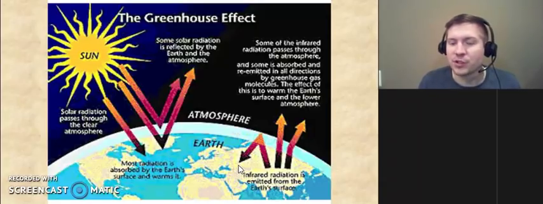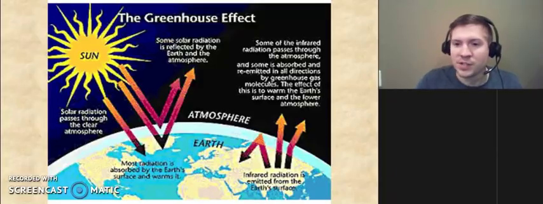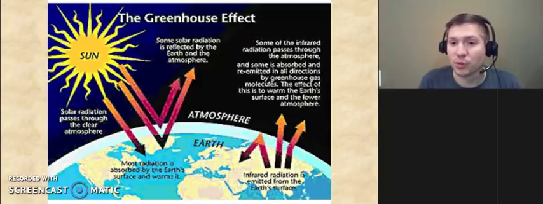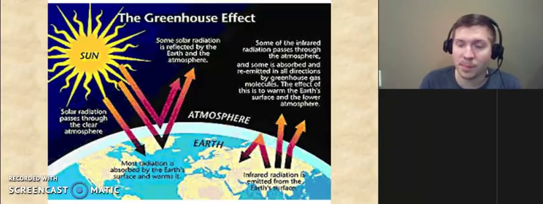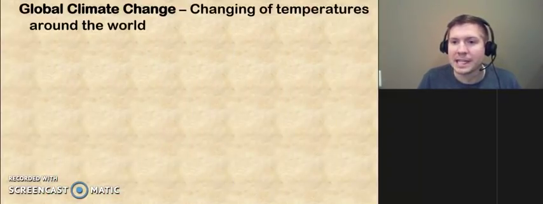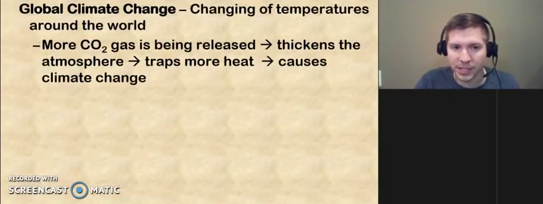Right? So the atmosphere traps this heat, keeping Earth warmer than normal. Now the greenhouse effect isn't necessarily bad. It's good that it keeps Earth warmer. It also keeps our temperature more stable, along with the oceans trapping heat. The problem is, with climate change, we are making the greenhouse effect stronger than it normally would be.